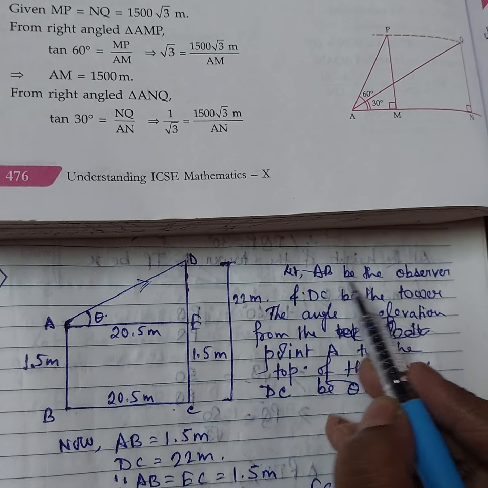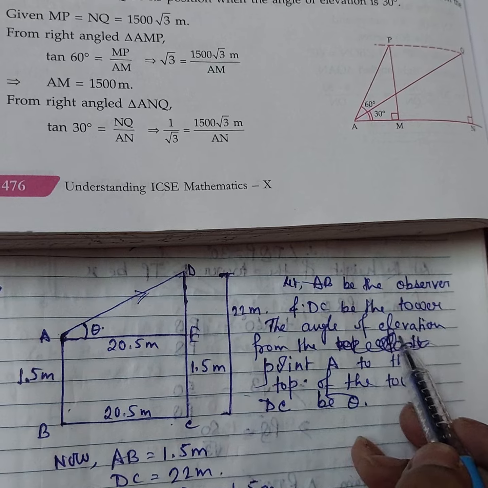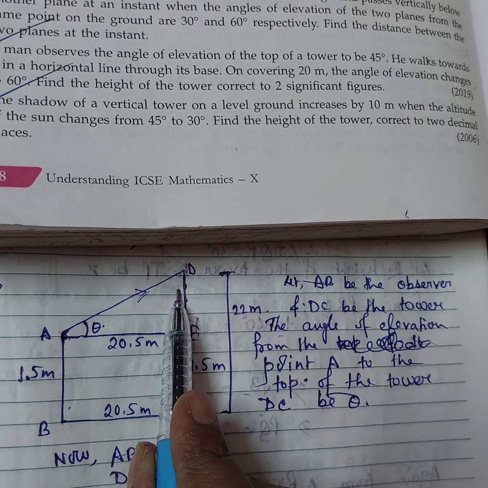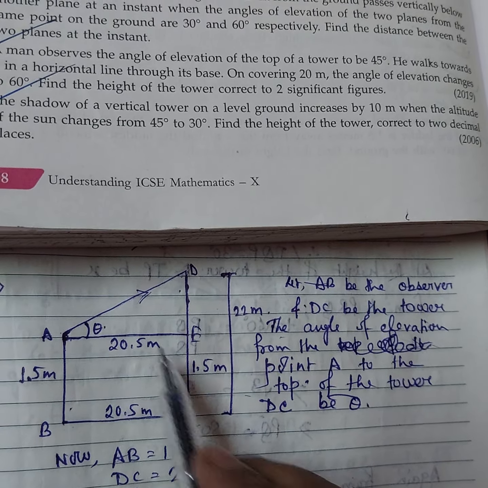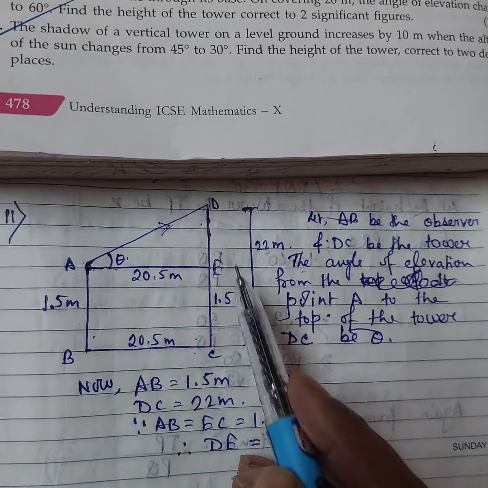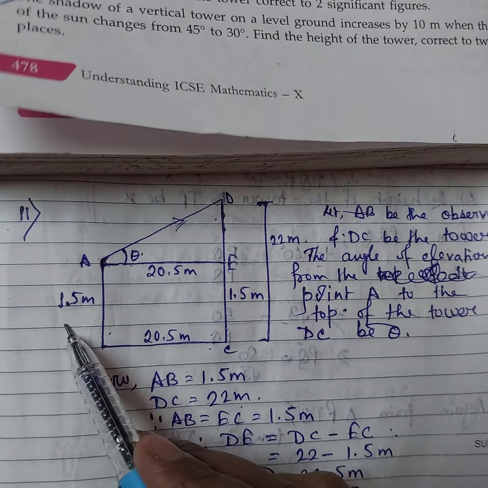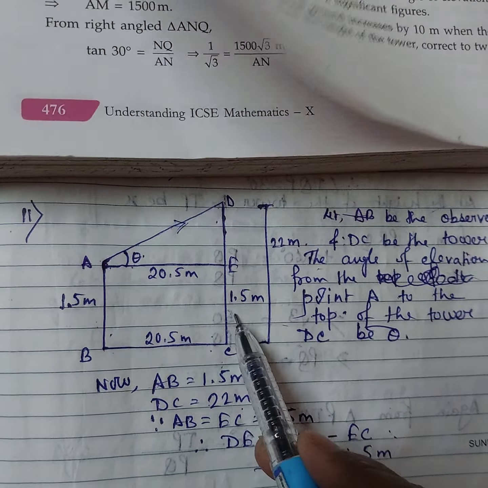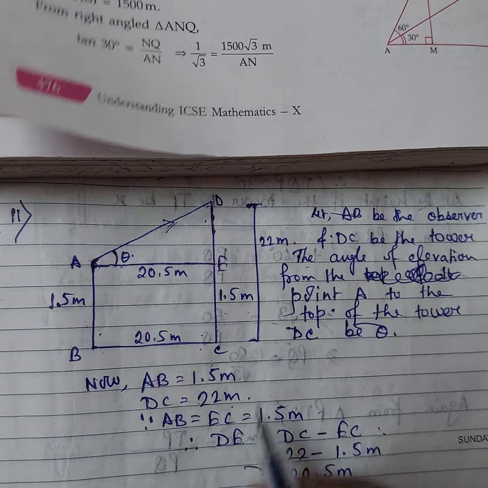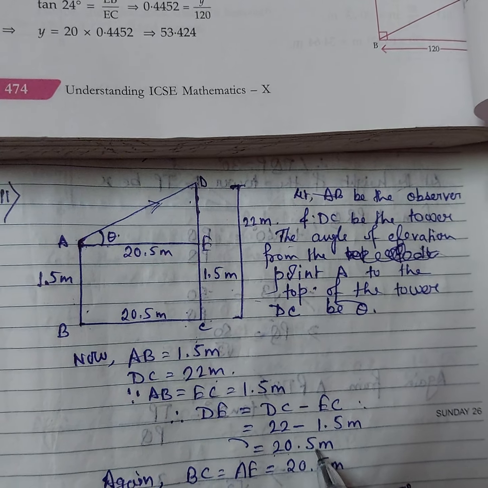So you can see AB is the observer, and DC is the tower. The angle of elevation from the point A to the top of the tower DC is theta. Therefore AB is equal to 1.5 meter and DC is equal to 22 meter. Since AB is 1.5 meter, EC is also 1.5 meter. So DE is equal to DC minus EC, so that will be 20.5 meter.